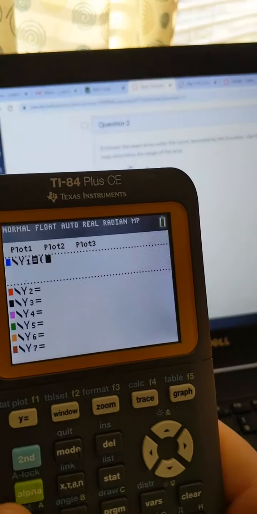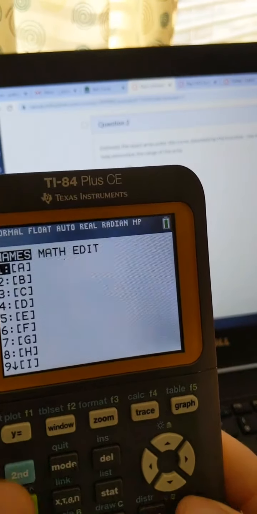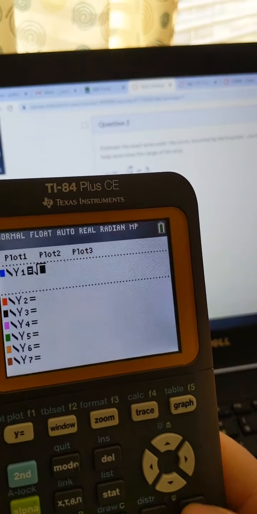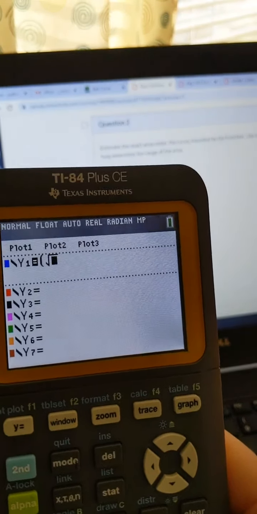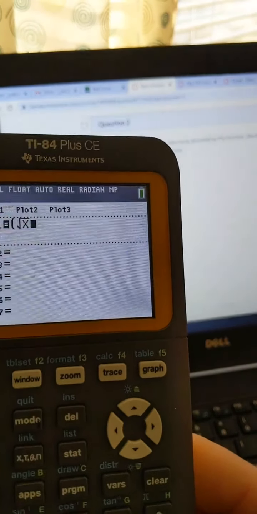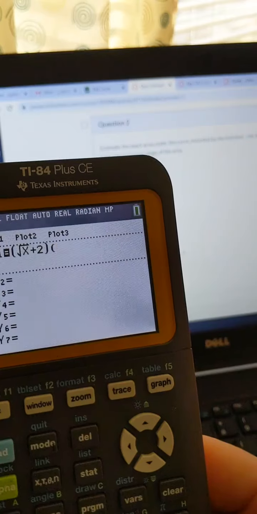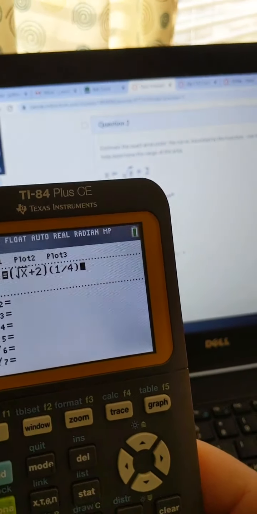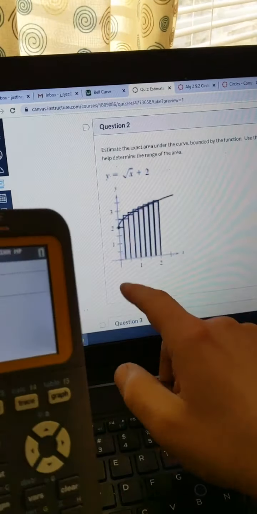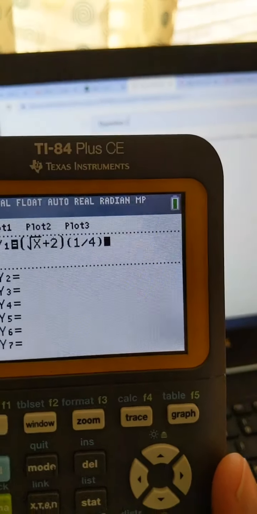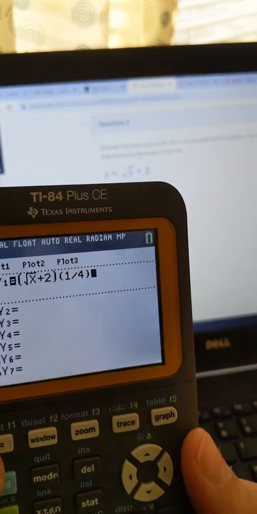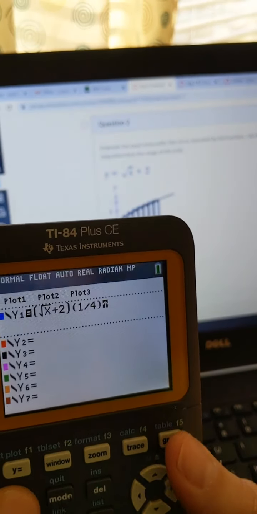Alright, I'm going to type in the equation. Since there's more than just the square root, I'm going to put the equation in parentheses. The square root of x plus 2, and then I'm going to times this by 1/4, because every box has a width of 1/4. Remember, this is kind of a trick we can do to find the area for each box. So I'm going to go to the table here.